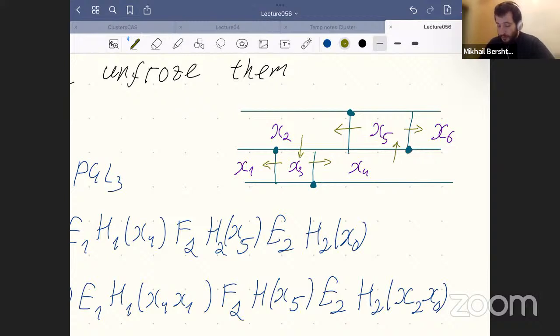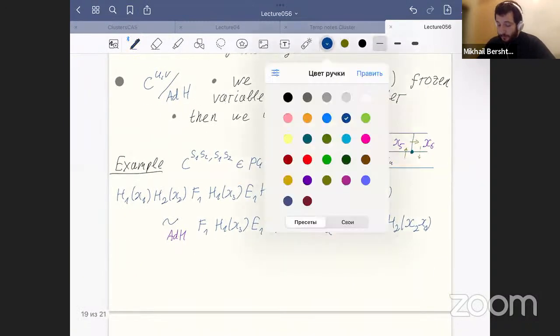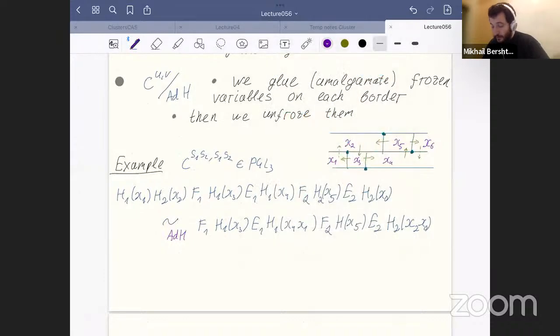And here we had half edges, but after the gluing, these half edges cancel each other. So here we had half edges in this direction. Here we had half edge in this direction. After the gluing, they cancel. So in this example, after the gluing, we get the following quiver.